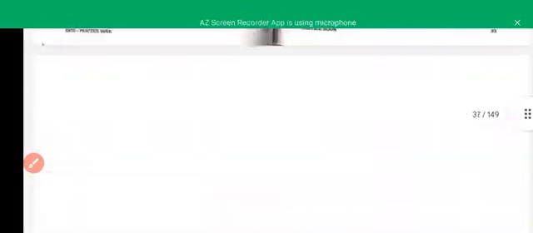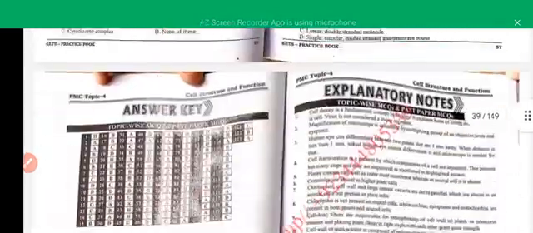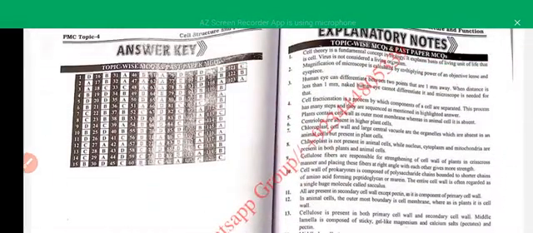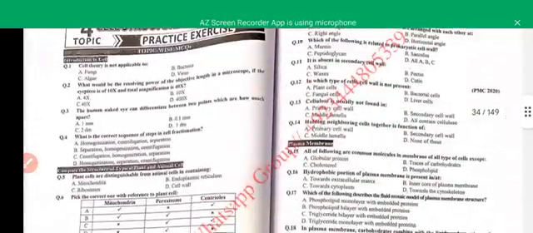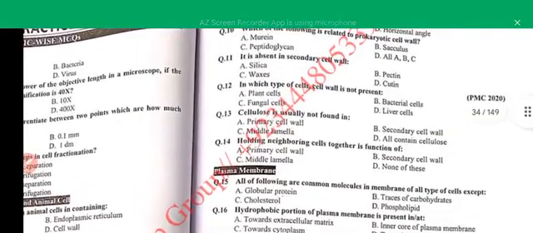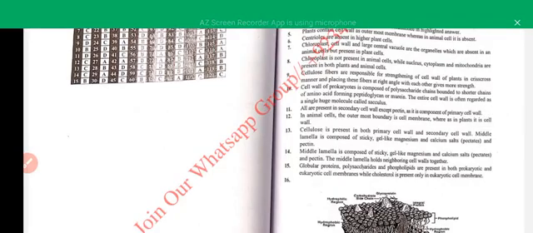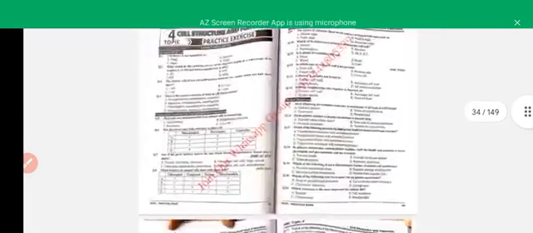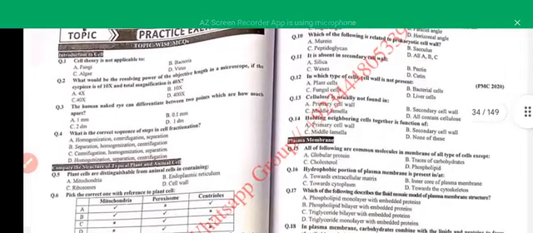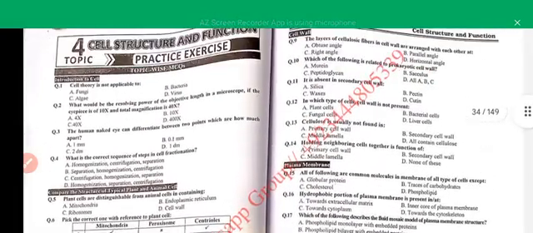We have to check question 11. Cutin is absent in the secondary cell wall? We have to follow the discussion. All are present in the secondary cell wall except pectin, so pectin is not found in the secondary cell wall. The key is somewhat wrong. The correct option will be pectin, which means option B is the best option.